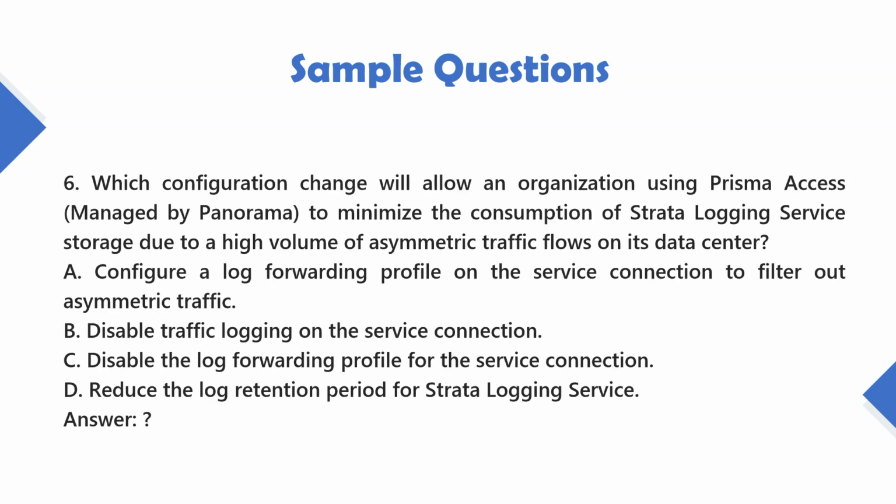6. Which configuration change will allow an organization using Prisma Access, managed by Panorama, to minimize the consumption of Strata Logging Service storage due to a high volume of asymmetric traffic flows on its data center? A. Configure a log forwarding profile on the service connection to filter out asymmetric traffic. B. Disable traffic logging on the service connection. C. Disable the log forwarding profile for the service connection. D. Reduce the log retention period for Strata Logging Service.